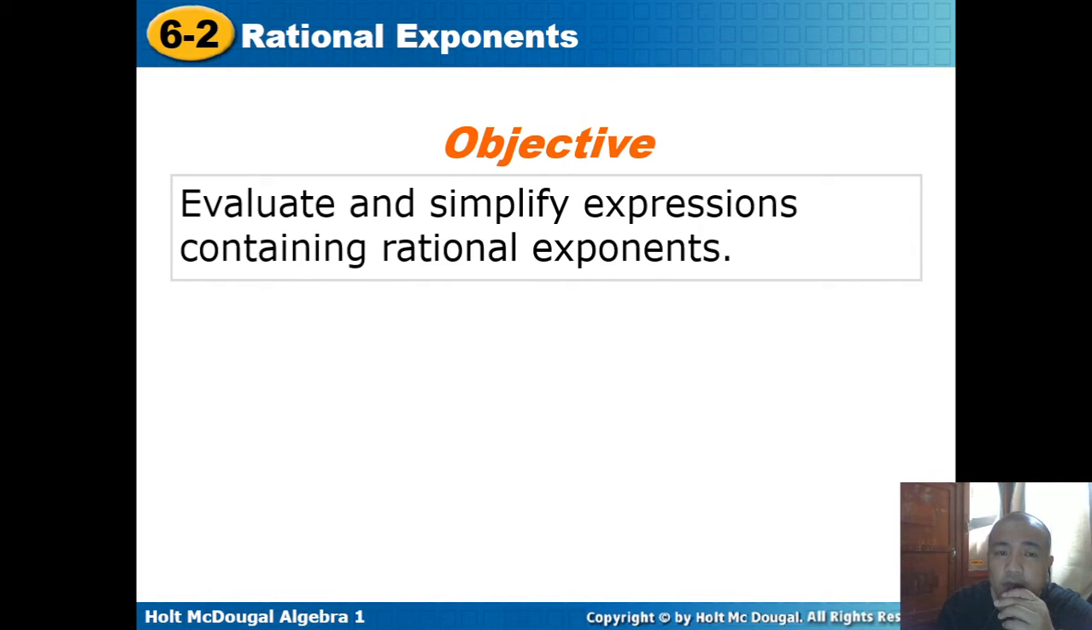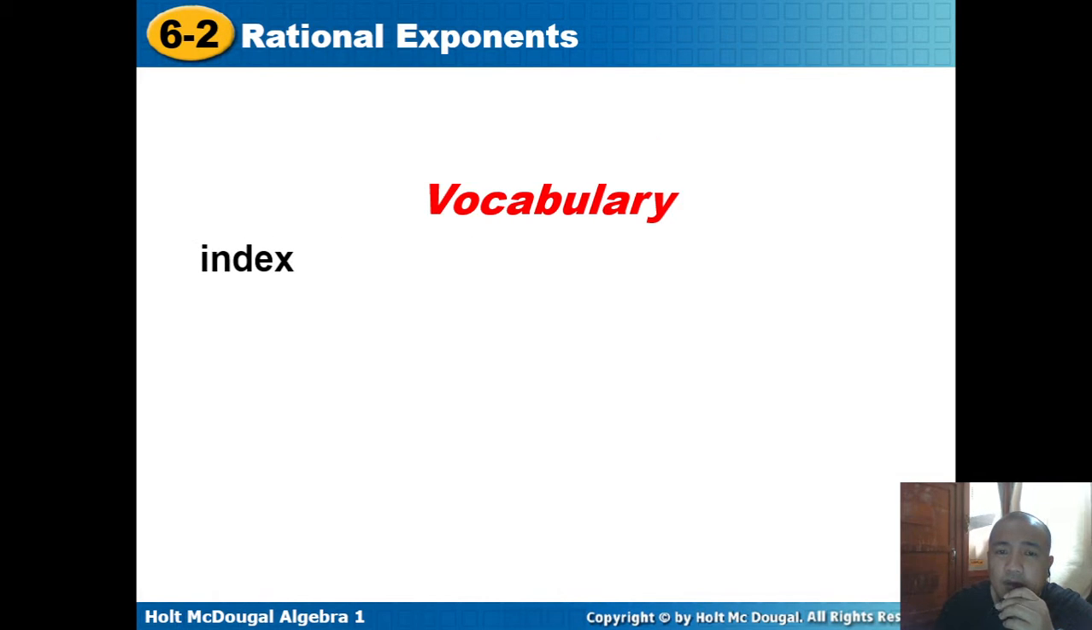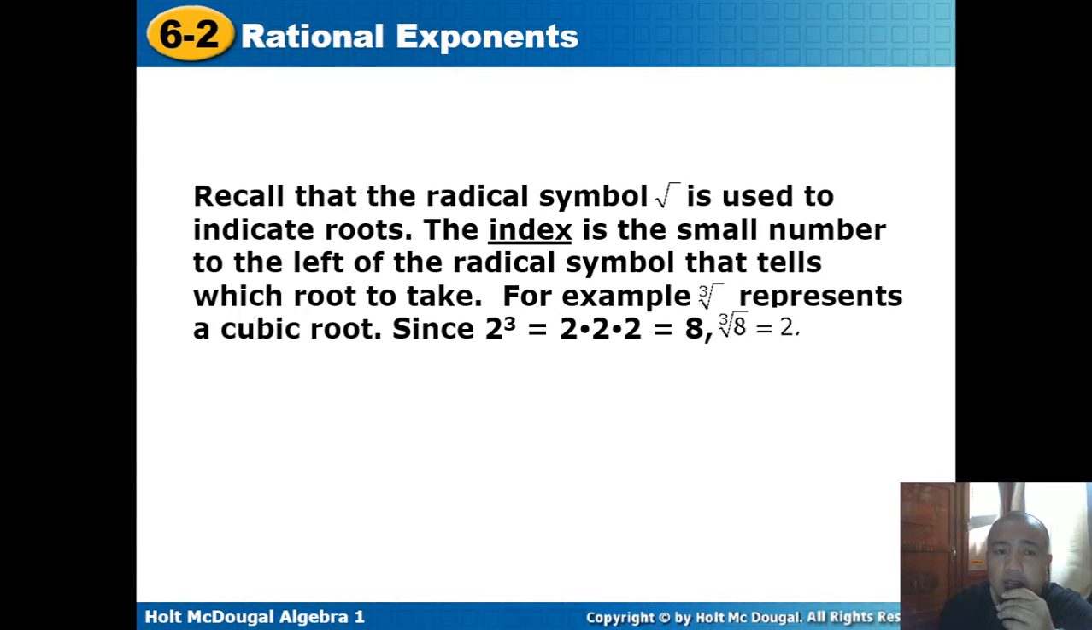So for the objective, evaluate and simplify expressions containing rational exponents. And for the vocabulary, we have the index. What is an index? Okay, recall that the radical symbol, square root, here. This is the radical symbol which is used to indicate roots.